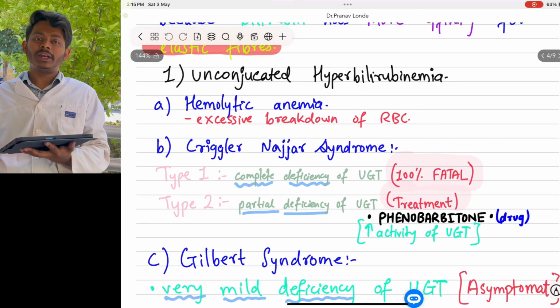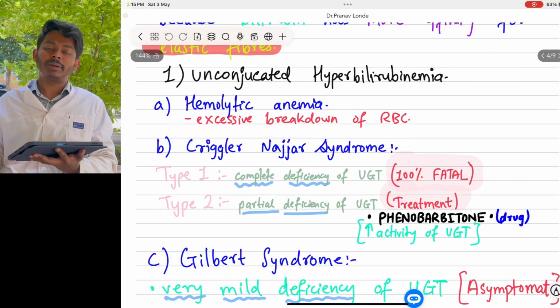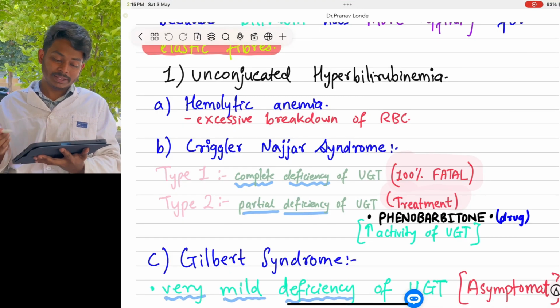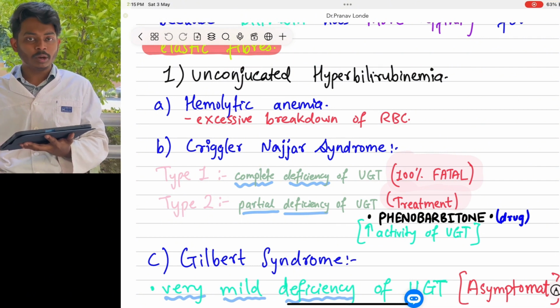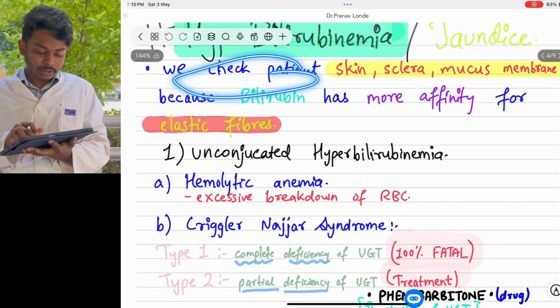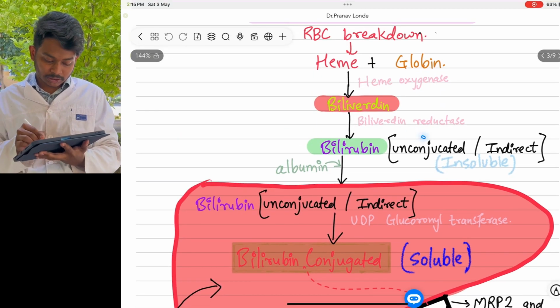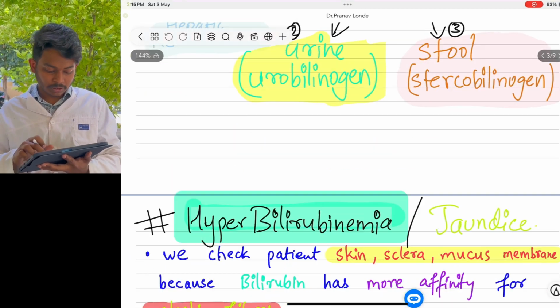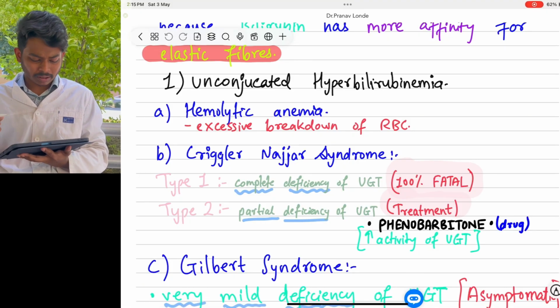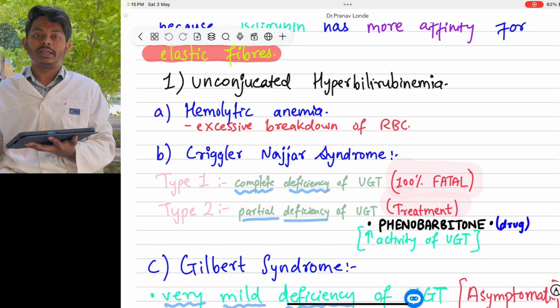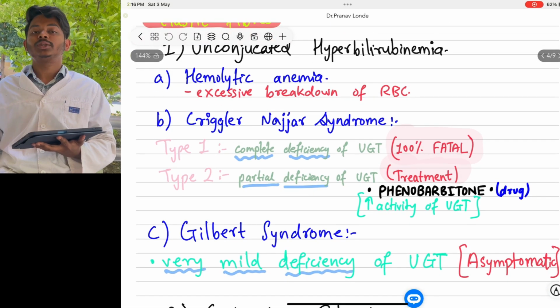So without any delay, starting with unconjugated hyperbilirubinemia, what is meant by that? Hyperbilirubinemia means elevated level of bilirubin, but which? Unconjugated. The one that we see here, this bilirubin, that is the unconjugated one. So this unconjugated bilirubin is increased in our body, which is due to various reasons.